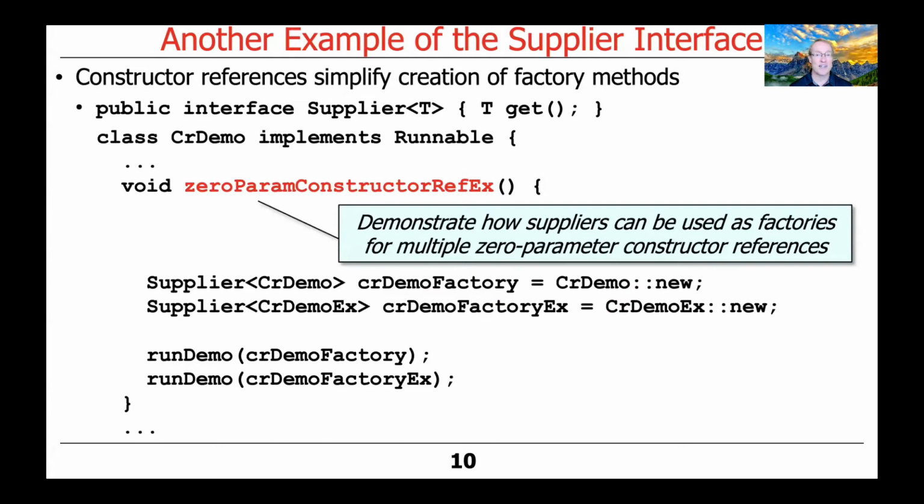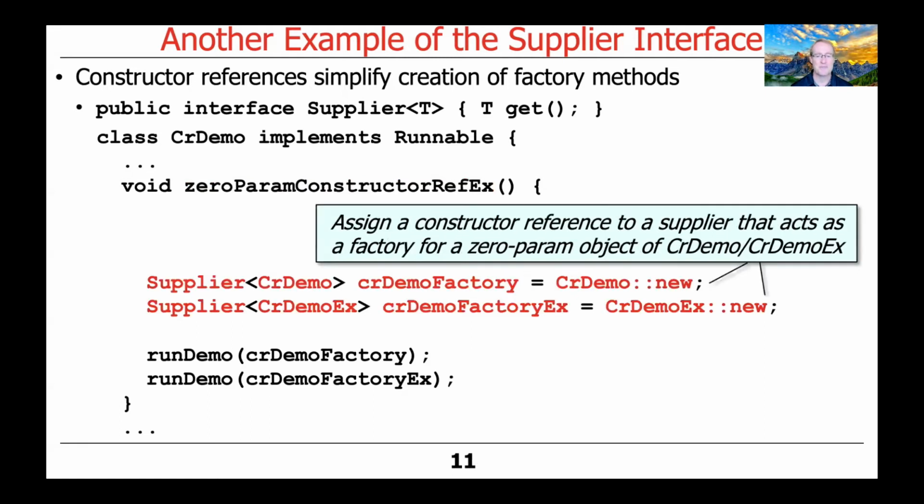Let's go ahead and take a look at another method defined here called zeroParamConstructorRefEx, which of course is going to demonstrate a more wide-ranging set of extended capabilities. In particular, this is going to show how suppliers can be used as factories for multiple zero-parameter constructor references. So let's take a look. We're going to define two local variables here, CRDemo factory and CRDemo factory EX. Both of these are suppliers.